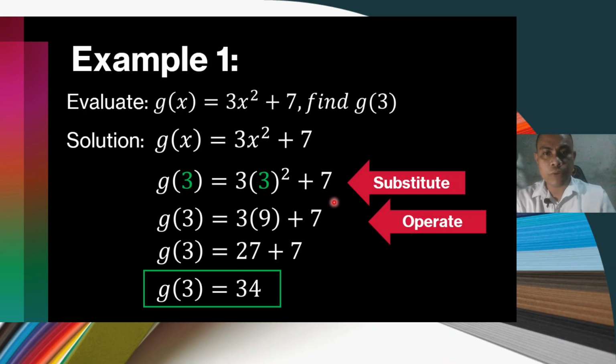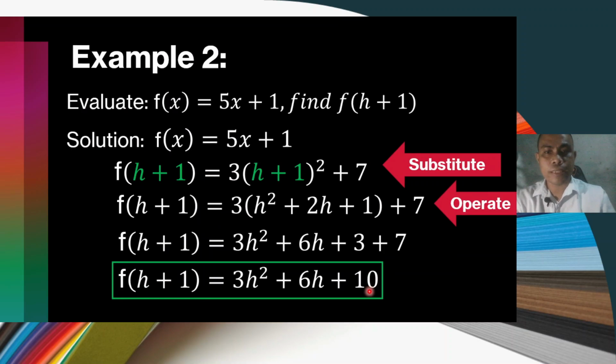After substituting or replacing the value of x, we're going to operate. Copy lang ito. Tapos, yung 3 squared natin, don't forget, it is 3 times 3, that is 9, plus 7. Continue lang, copy pa rin dito. That will be 3 times 9 is 27, plus 7, that will be equal to 34. And our final answer is, g of 3 equals 34. Don't forget to draw a box around your final answer.